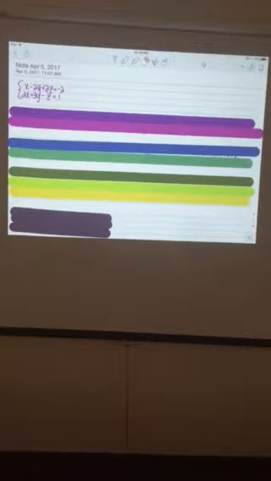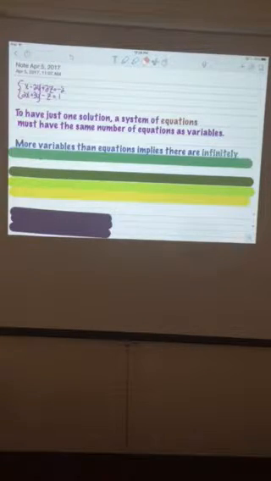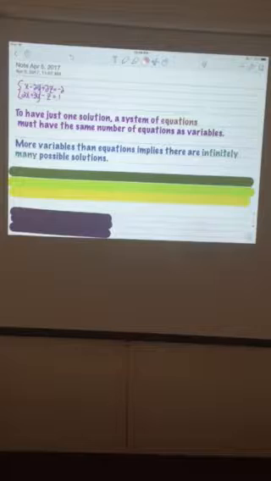And that brings us to one of our first rules about systems of equations. In order to have just one solution, a system of equations would need to have the same number of equations as variables. So anything that does not meet that same number of equations as variables is going to be a weird system, one of our special cases. In this case, we've got more variables than equations, and that always implies that there are infinitely many possible solutions. So I've got three variables, only two equations, infinitely many solutions.